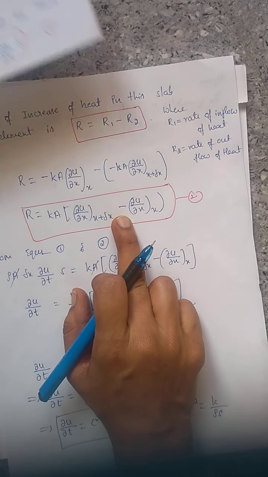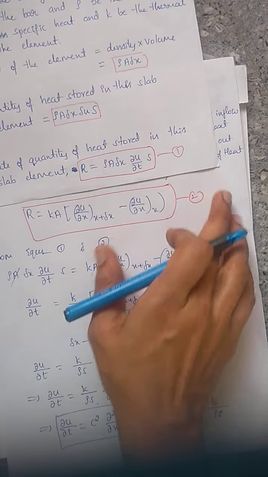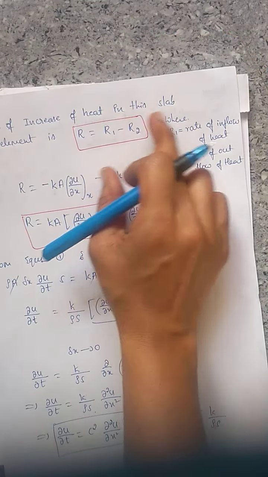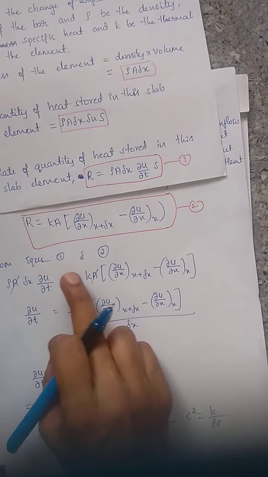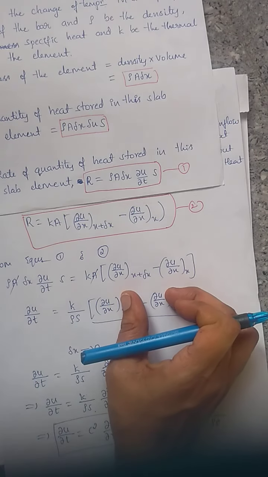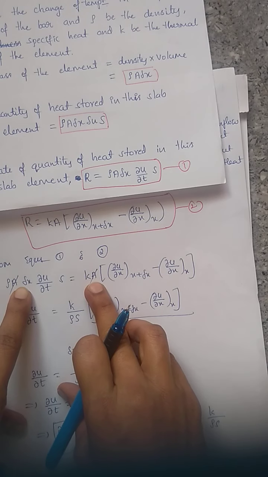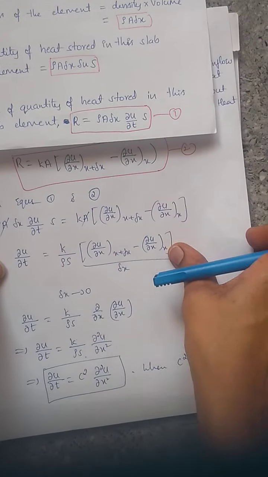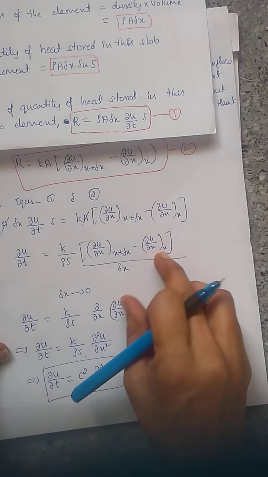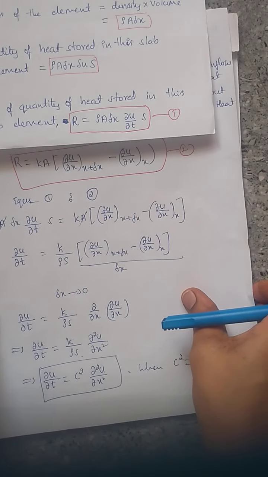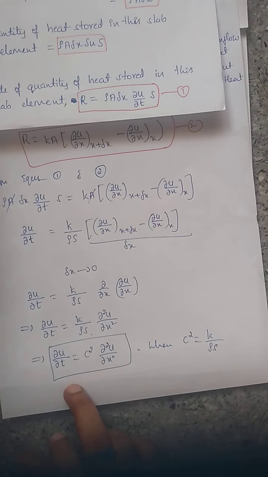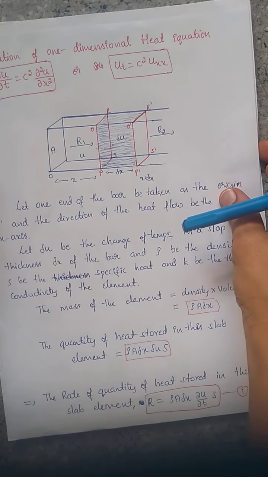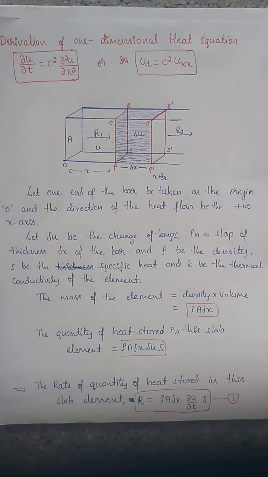Equations 1 and 2 are the same definition: the rate of quantity of heat stored, or the rate of increase of heat in this slab. These two are the same, so just equate equations 1 and 2, LHS and RHS. Then simplify: the A term gets cancelled, dou U by dou T stays on the LHS side, and the other terms are transferred to the RHS side. Then, as delta X tends to 0, this is the basic definition of differentiation. Then simplify, and we will get the required one dimensional heat equation. Thank you.